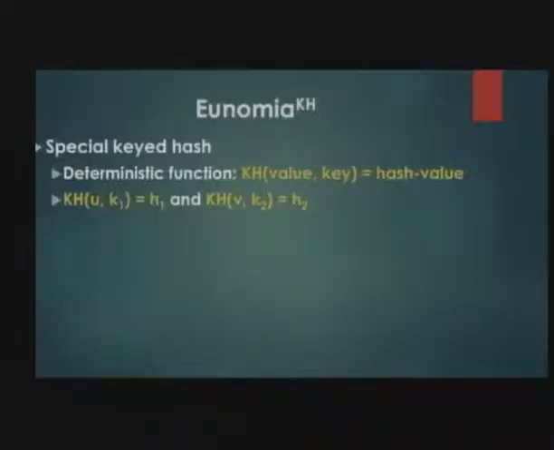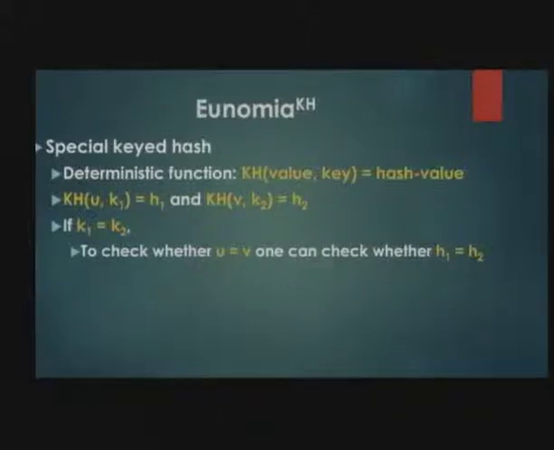Say you have two values, u and v, and they are taken keyed hash with respect to keys k1 and k2 respectively, and you would get h1 and h2, right? Now, if the keys are equal, you can actually check equality of u and v just by checking whether h1 equals h2, right? But that's not the interesting case. The interesting case is the other case, where k1 is not equal to k2. Then how can you check equality between two elements?